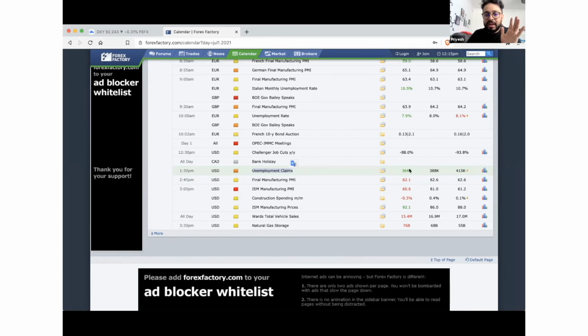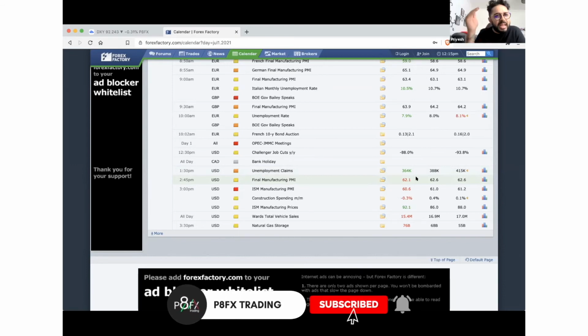So you're claiming unemployment. They're saying the amount of people that claimed benefits actually went lower. It went lower, so that's positive, right? So that must mean what? If there's less people claiming benefits, what does that tell you? More people are in work. More people are in employment, right? Because there's less people claiming.